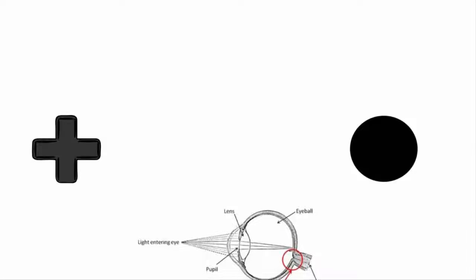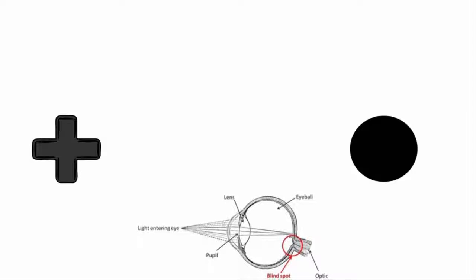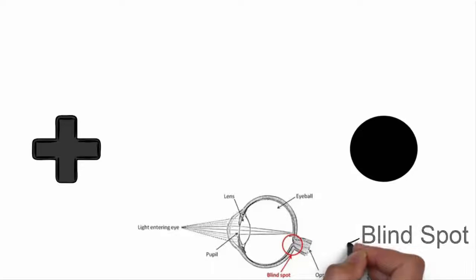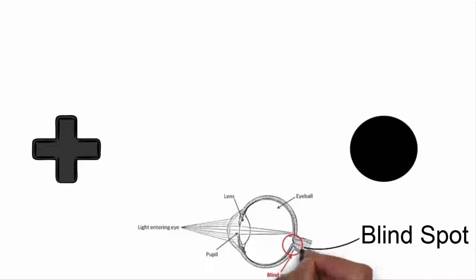The cells at the back of your eye transform light into signals that are sent to your brain, but they are missing right here, because this is where nerves and blood vessels connect to the eye, so at that point of vision you can't see anything. It is also known as your blind spot.